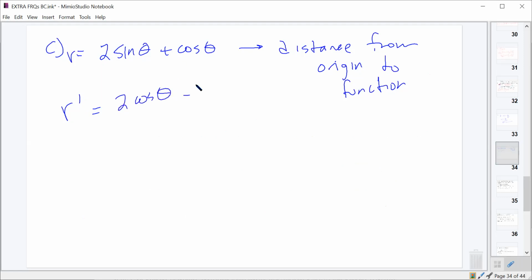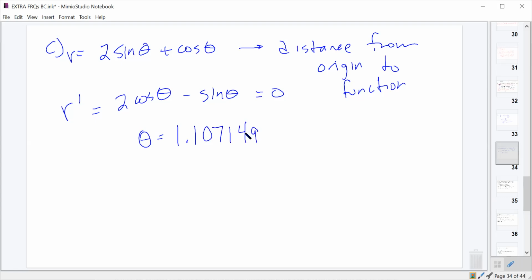r prime should be 2 cosine theta minus sine of theta. And we will then figure out when that's equal to 0, at least on the interval between 0 and pi. When does 2 cosine theta minus sine theta equal 0? When does 2 cosine theta equal sine theta? Looks like that's theta is 1.107149.